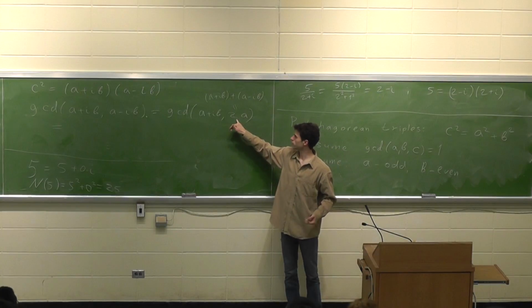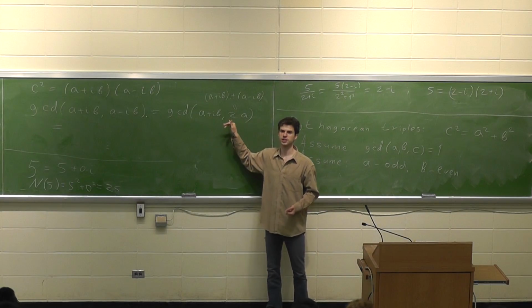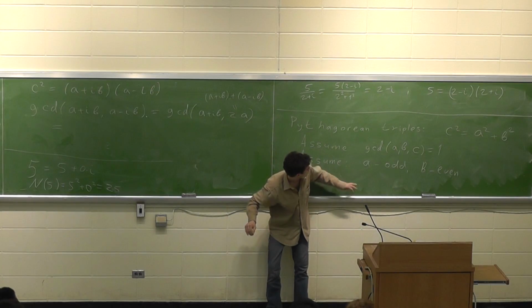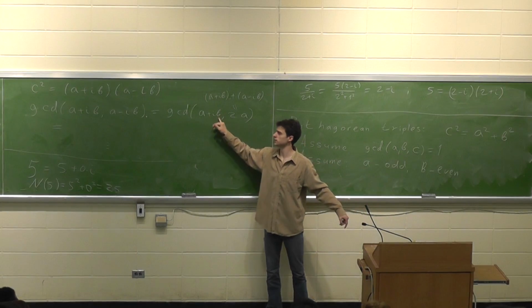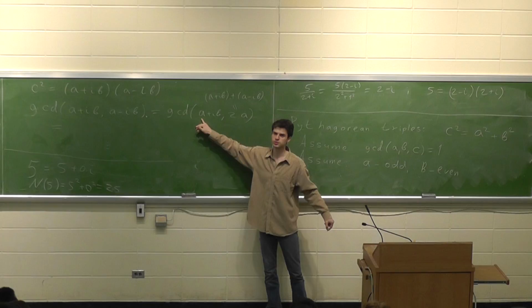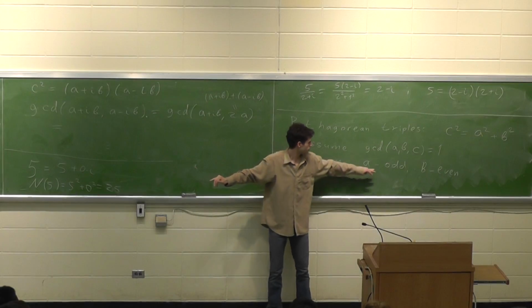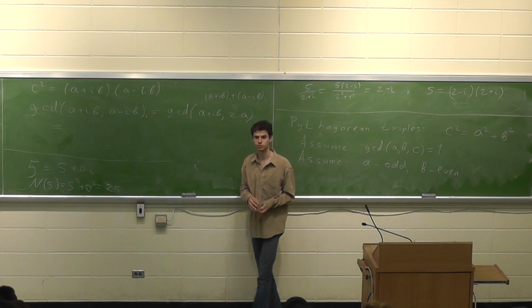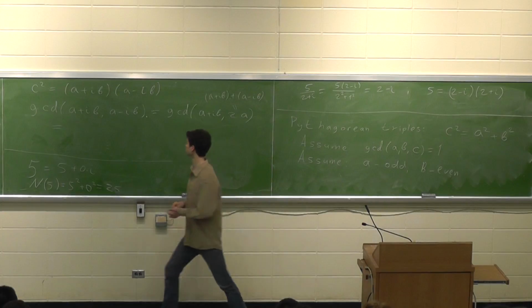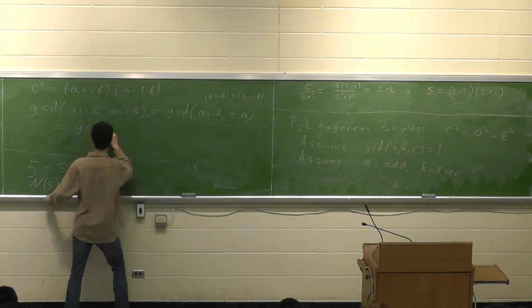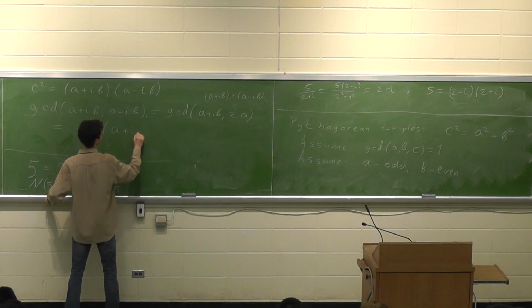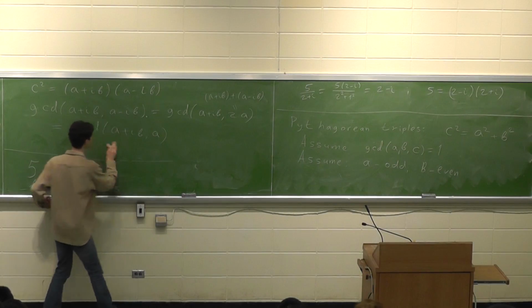Now, can 2 be a divisor of a plus ib? Well, let's see. b is already even, so if it divides a plus ib, it must divide a as well, but then, well, a is assumed to be odd. So in fact 2 cannot be a divisor of this thing, so it's the same thing as GCD of a plus ib and just a.